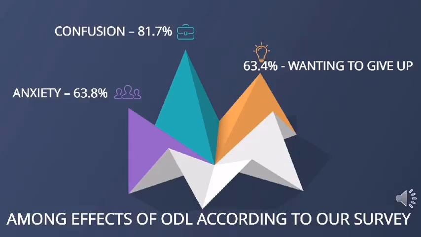As you can see from the slide, these are among the effects of ODL according to our survey. There are several other effects, but these are the top three. The first one is the students get really confused with what was taught by their instructors. The second one is the level of their anxiety increased, and the third one is the fact that they felt they wanted to give up because of the stressful environment of learning by ODL.